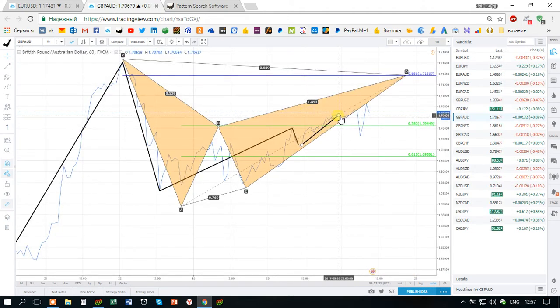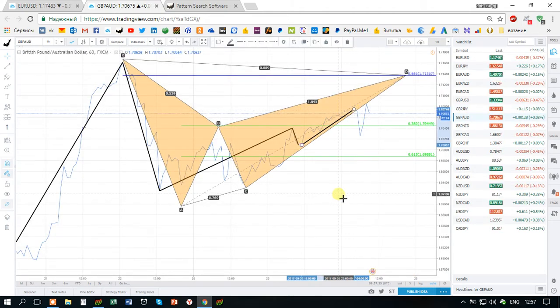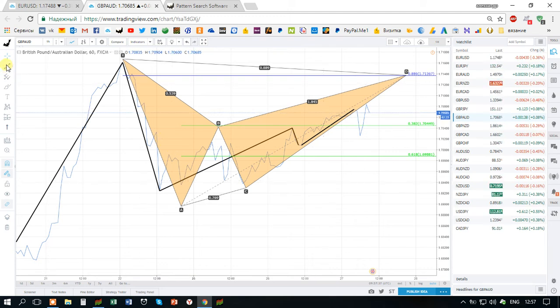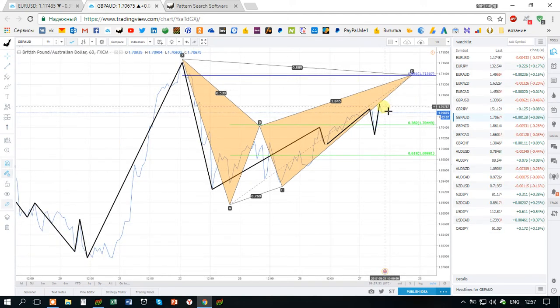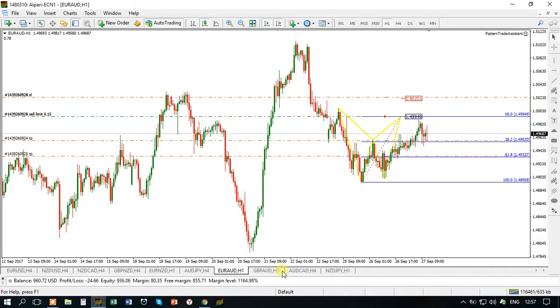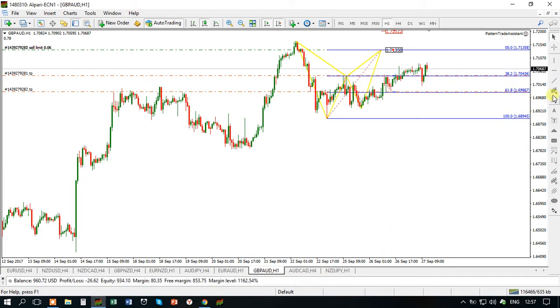Pound Aussie is still in play, it is still active. So we had a violation of the most recent highs, lows, higher lows were violated to the downside, and we had a low, and then we violated to the upside back once again. So waiting for price to hit that 886. Pound Aussie in my MetaTrader looks this way, so it is the same.